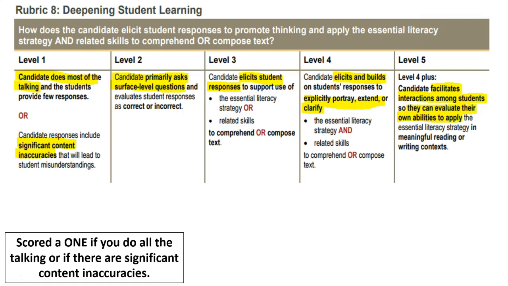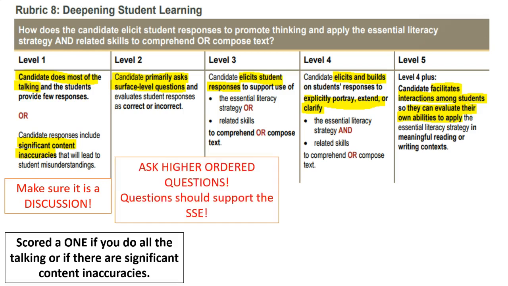This is a course for literacy, and you will score a 1 if you do all the talking, or if there's significant content inaccuracies. So make sure it's a discussion. That's important that you get a discussion going. You also want to make sure that the questions that you ask are higher ordered. So not what and who and when, but why and how and explain. So surface level questions is a 2. But you want to make sure that you are getting them to think.